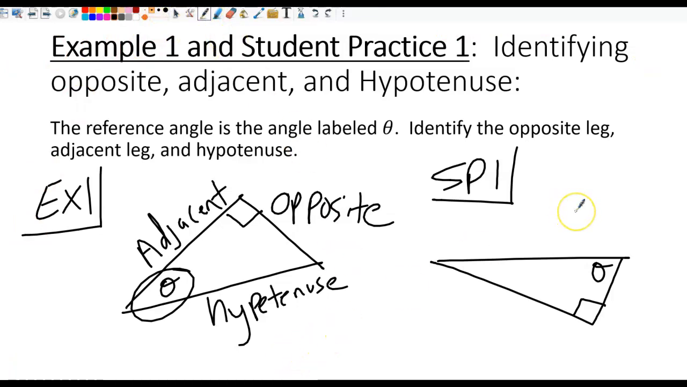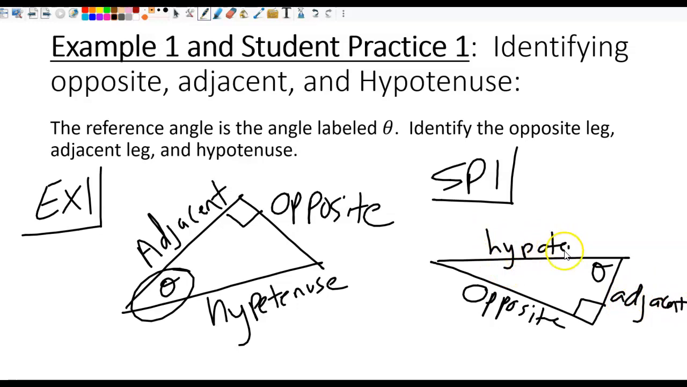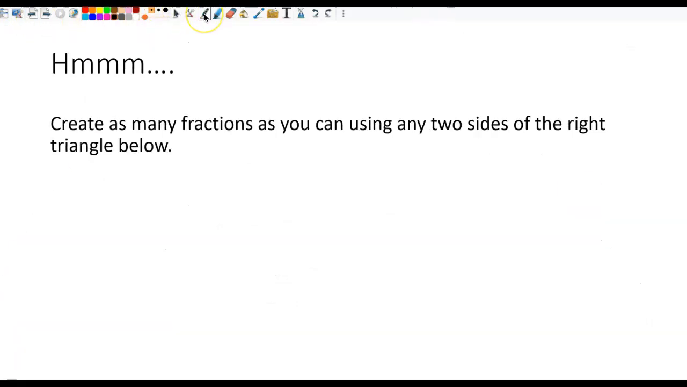All right, so I'm going to go over the solution now. The opposite side would be this. This would be the adjacent side. And this is the hypotenuse. And there you go. All right, let's go ahead and move on to our next part.